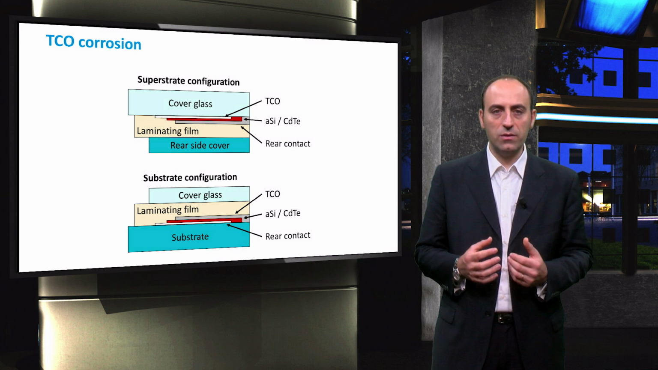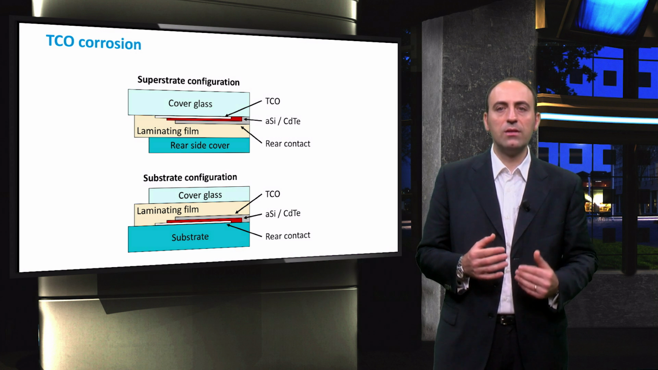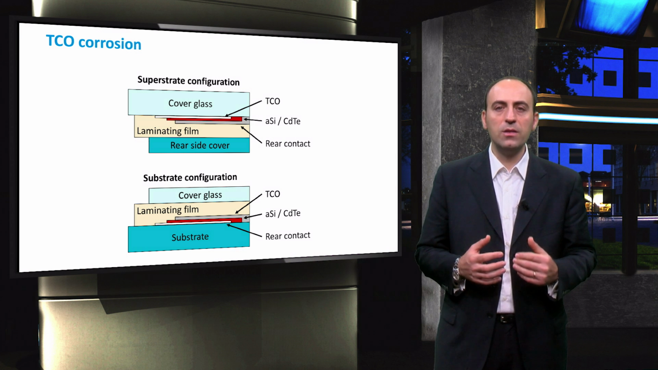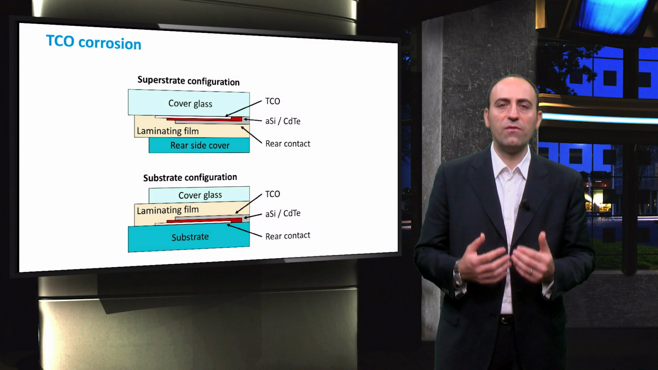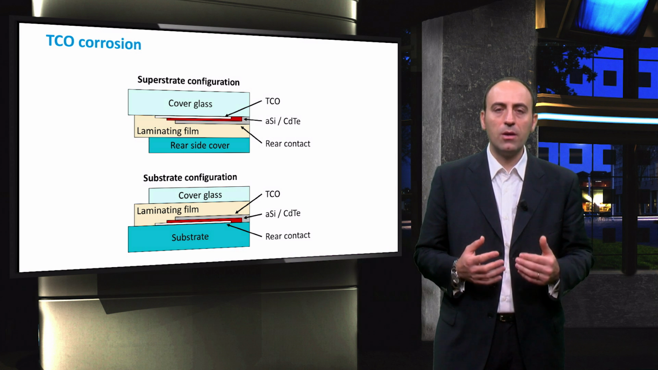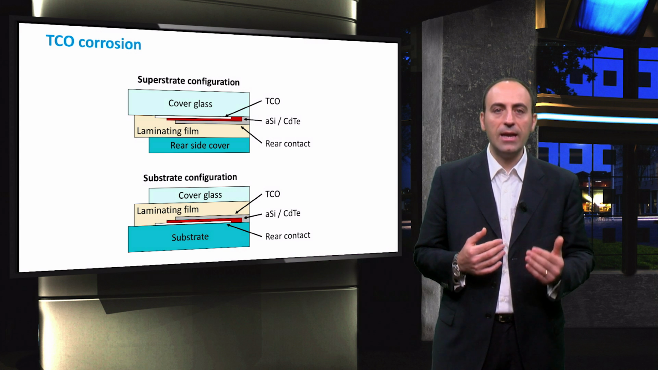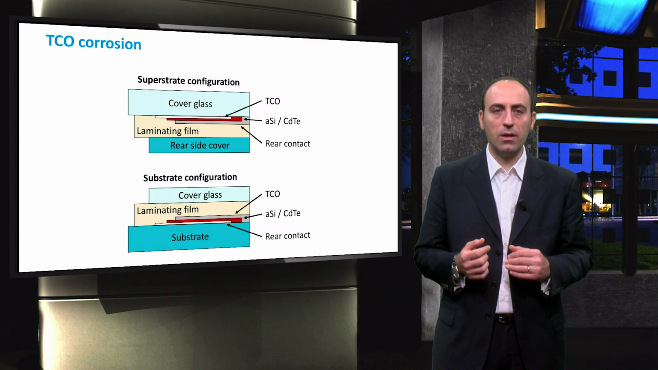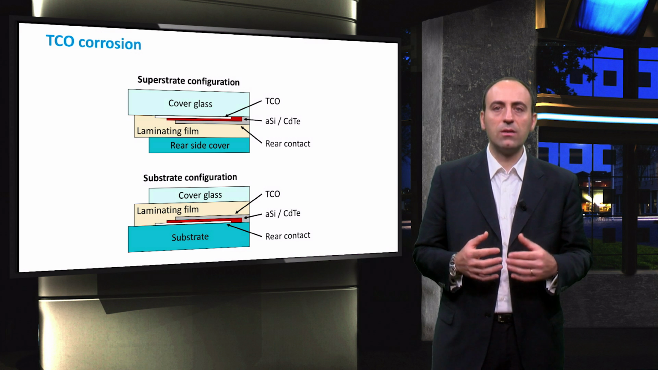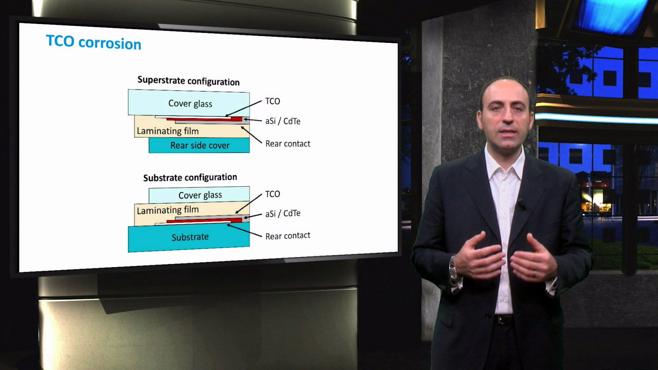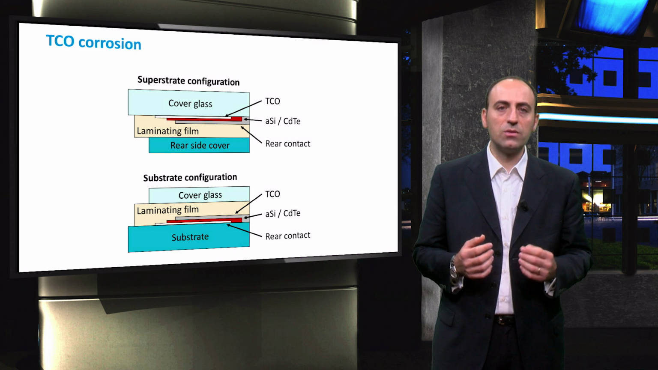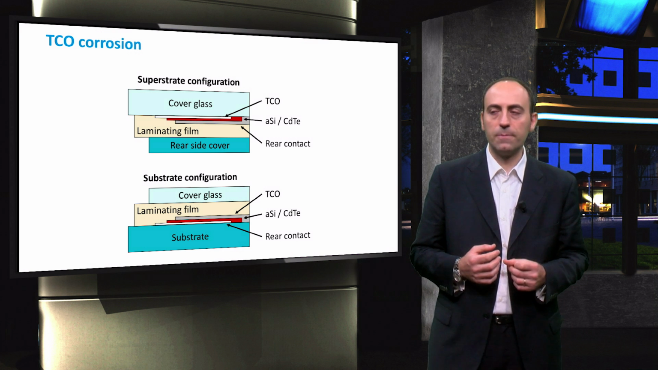In the superstrate design, the TCO is in direct contact with the glass. This means that this design is the most affected by TCO corrosion because the sodium that is contained in the moisture on the cover glass enhances the corrosion of the TCO beneath. When this electrically conductive layer is damaged, it cannot be repaired, and this results in substantial power losses. As a countermeasure, the leakage currents should be reduced.